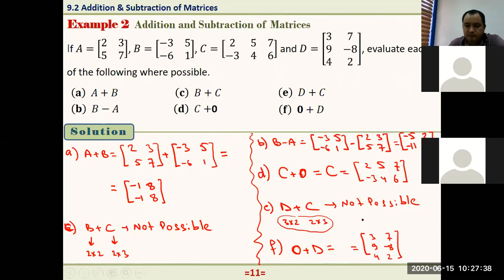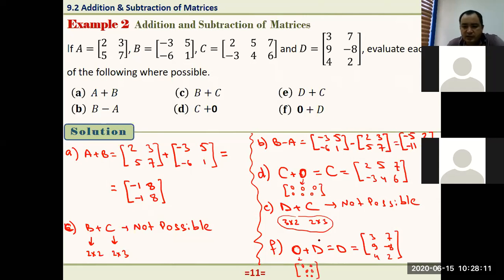Guys, once again, here, this 0 defines a 0 matrix of any dimension. So here we have 2 by 3 matrix or 3 by 2 matrix. I can take it as 3 by 2. Here we have 2 by 3 matrix, so I'm just taking this matrix as 0, 0, 0, 0, 0, 0. But here I'm taking it as 0, 0, 0, 0, and 0, 0.